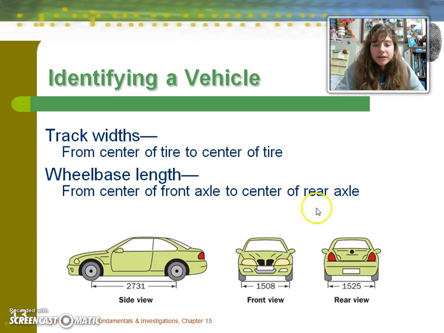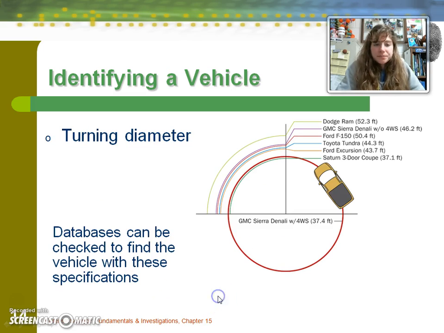A couple of vocabulary terms in light of tire evidence would be that if you're looking at the front of it, the center of this tire to the center of this tire is called the track width, and that of course varies based on different models of cars. Looking at the side view, the wheelbase length is from the center of the front tire to the center of the back tire, so that's the wheelbase length.